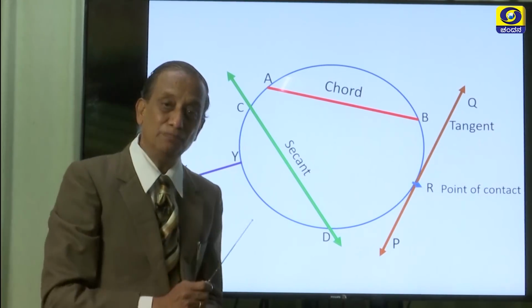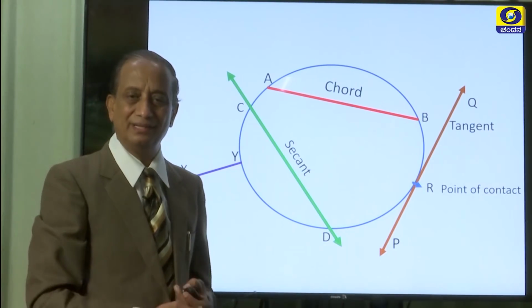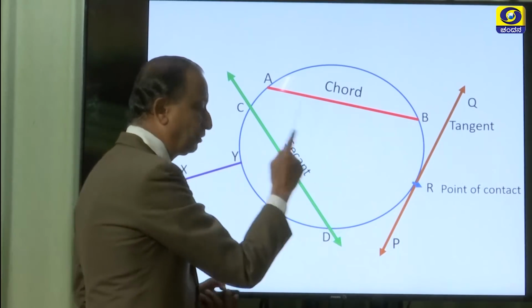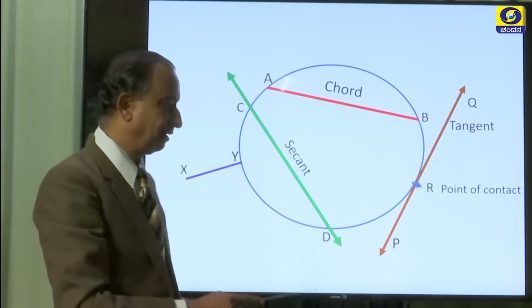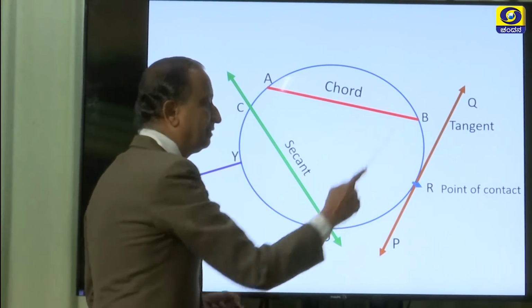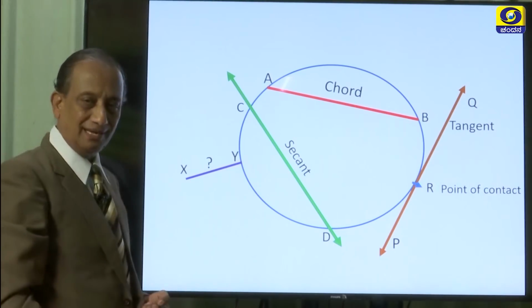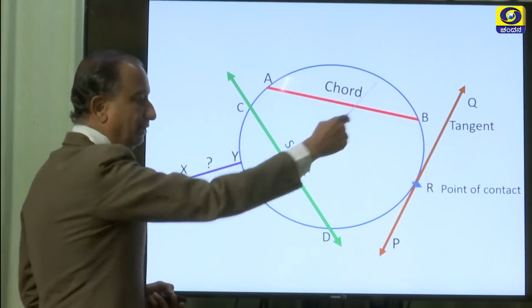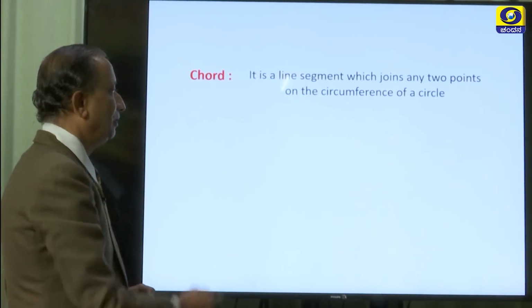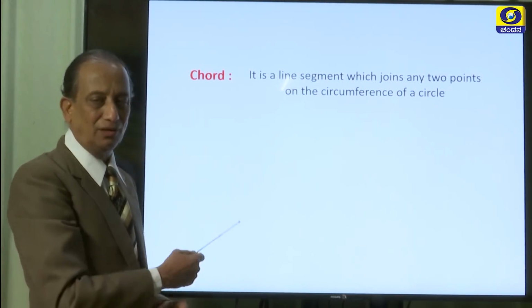So, tangent means a straight line which, however you extend it in either direction, should touch only at one point, and such a straight line is called a tangent. Now, this cannot be called a tangent, because when extended on this side towards the right, it will intersect at one more point. So, therefore, here are the definitions for the three concepts.